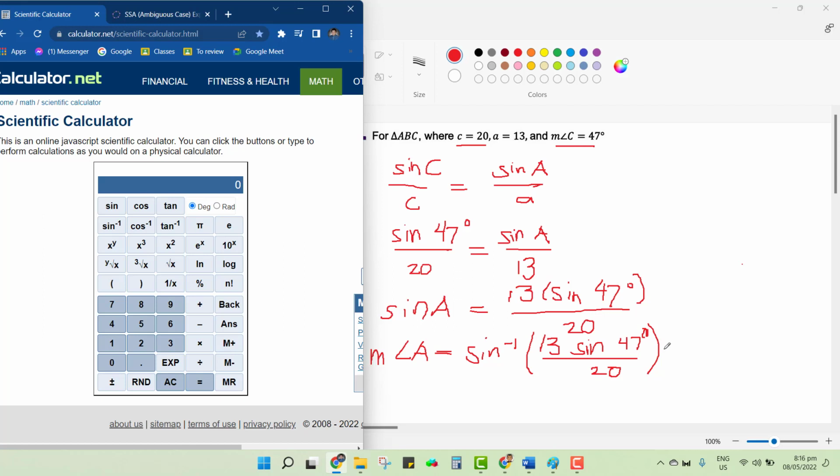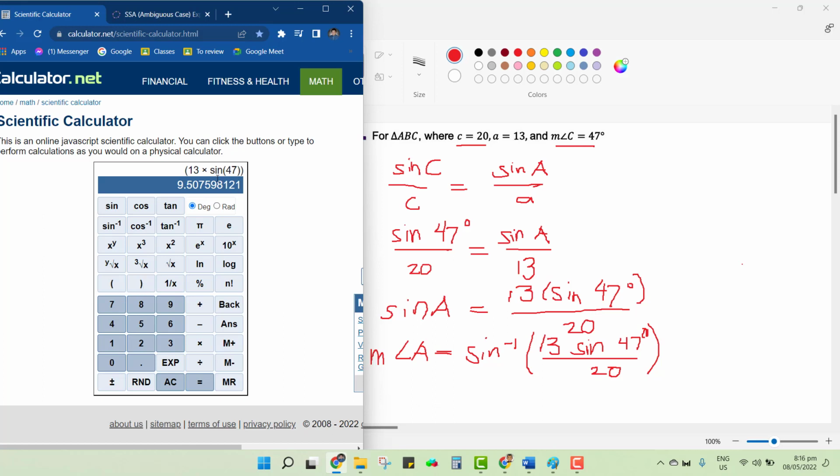In that case, how do we input this? Let us try to input first this expression, and considering that this is a rational expression, we have a numerator and denominator. In doing so, let's make parentheses to make sure that the numerator is separated from the denominator. So you have 13, and that's a product, so times sine 47 degrees and close it.